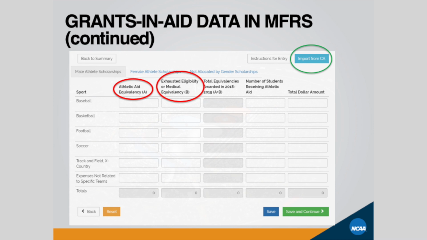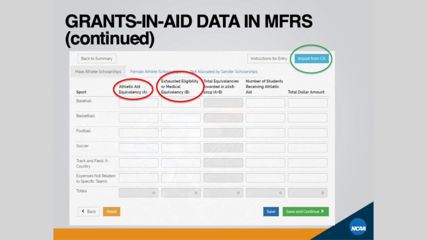If you are using Compliance Assistant, you are able to import your data from CA to the Membership Financial Reporting System. Click Import from CA on the right-hand side of the screen. Ensure that the total equivalencies awarded column equals the totals on the calculation for revenue distribution equivalencies report generated by CA. If you are using another system, you will need to manually enter the data by sport for athletic aid and/or exhaust eligibility or medical. Please reconcile the entered data to the appropriate report generated by the other system.